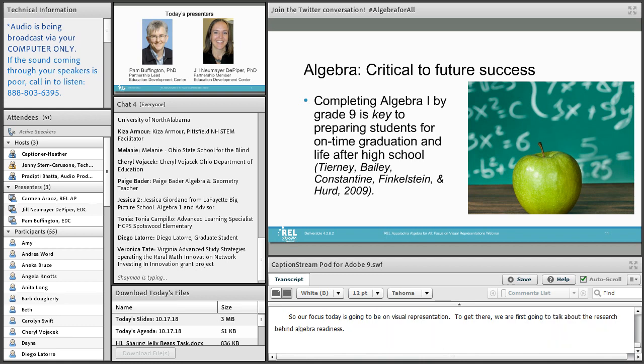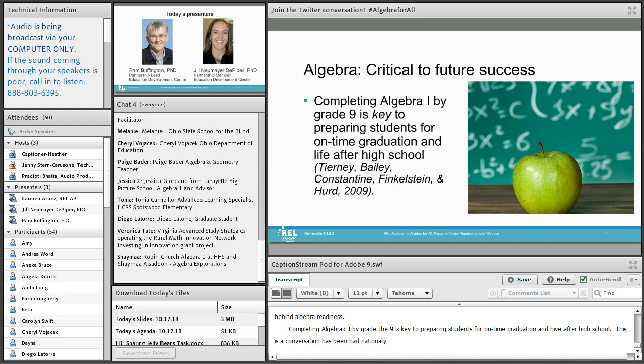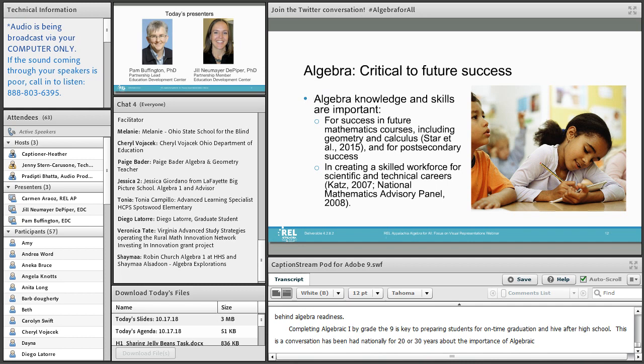Completing Algebra 1 by grade 9 is key to preparing students for on-time graduation and life after high school. This has been a conversation that's been had nationally for 20 to 30 years about the importance of Algebra 1. Algebra 1 first sets up students for later mathematics courses, such as geometry and calculus and other post-secondary success.